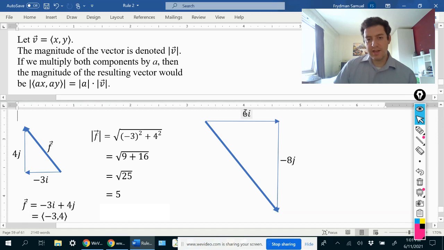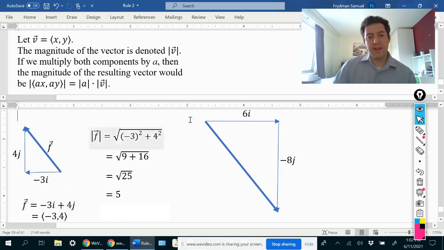So you can see that now we have this horizontal vector component of 6i, positive 6i, and 4 times negative 2 would be negative 8. So now you can see that instead of the vertical component being 4j, now it's negative 8j. Notice that this vector is moving down now. So in fact, both of these component vectors have switched directions because we multiplied by a negative number.